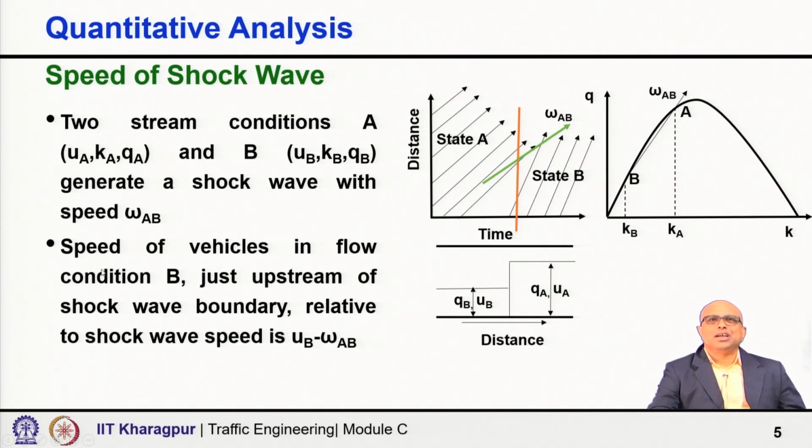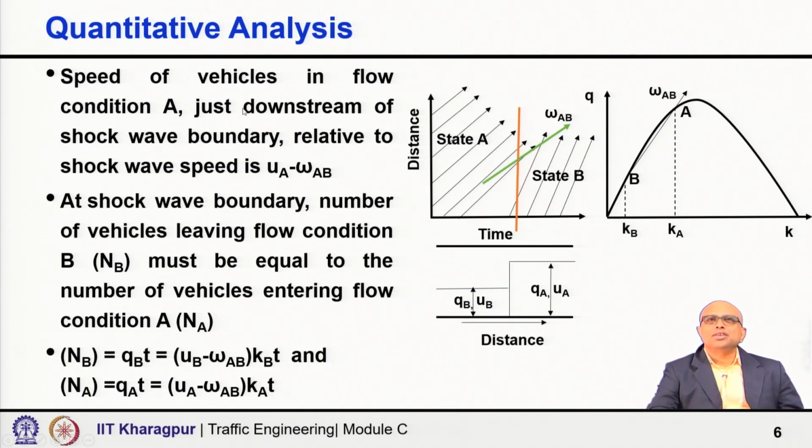Now, if you consider speed of vehicle in flow condition B relative to the speed of shock wave, what is that speed? That is UB minus omega AB. UB is the speed of vehicles travelling in traffic state B, and omega AB is the speed of shock wave. So, what is the speed of vehicles in flow condition B relative to shock wave speed? That is UB minus omega AB.